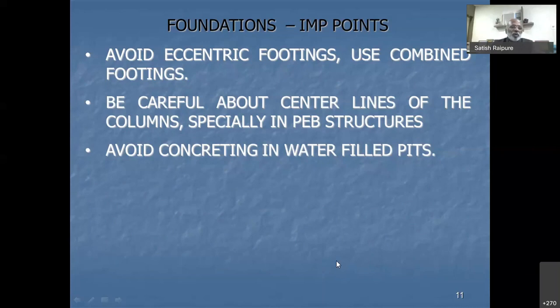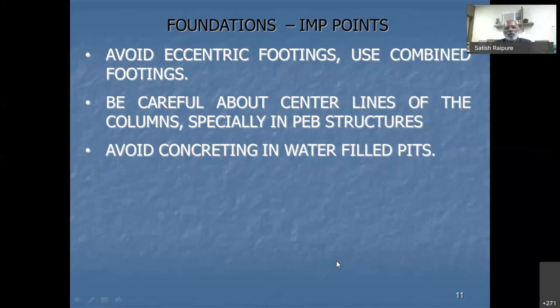And one more important point, when we give the foundation drawing, we must be very careful about the center lines of the column, especially in PEB structures. This center line of the column plays a very, very important role in cities, big cities. Because if the center lines are not proper, column may go into the side margins, and that will create problems to the owner.